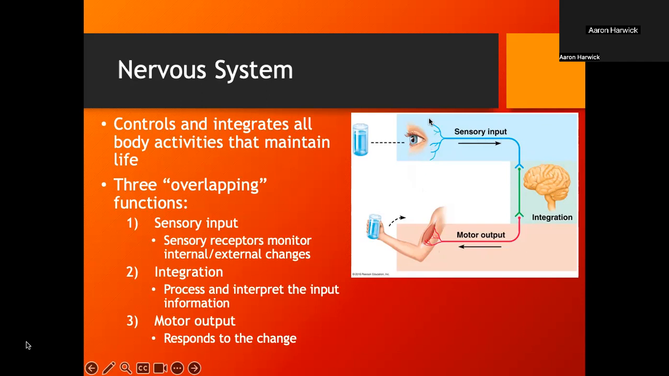So in this example here, sensory input of the eyes sees the water, integrates, realizes within oneself that I am thirsty, and sends a signal out from the motor output to basically pick up the water and drink the glass.